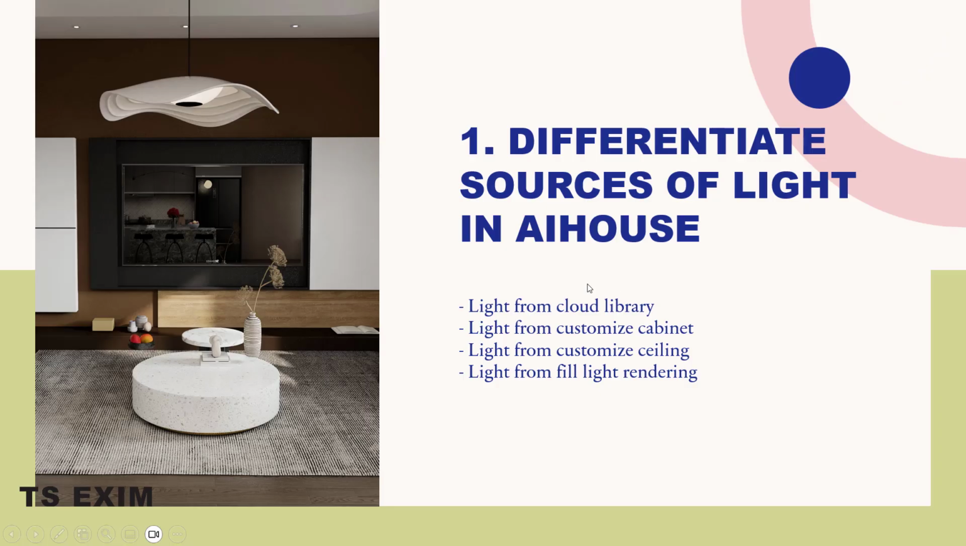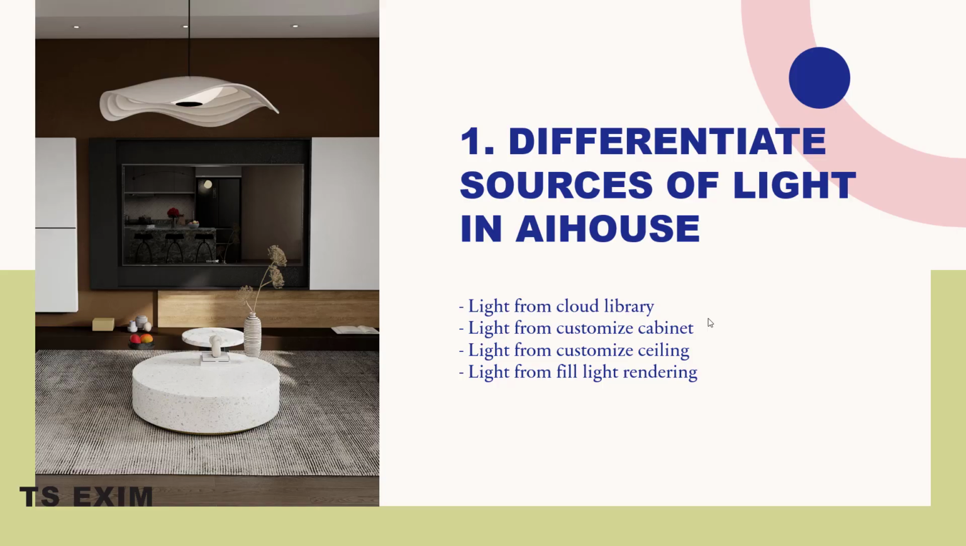So we will start with the first topic: differentiate sources of light in AiHouse. In AiHouse, we have 4 types of light. The first one is light from cloud library, light from customized cabinet, light from customized ceiling, and lastly, fill light from rendering. So in AiHouse, there's only 4 sources that can generate light.